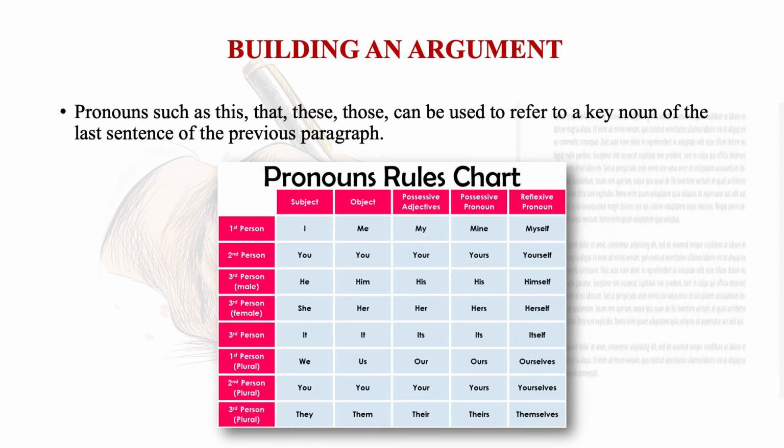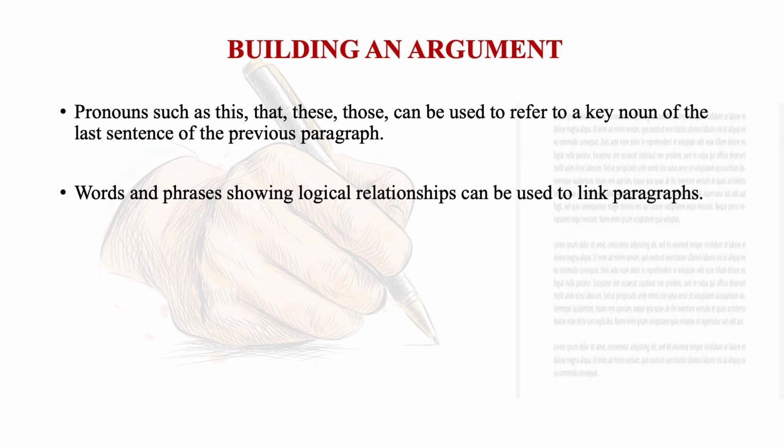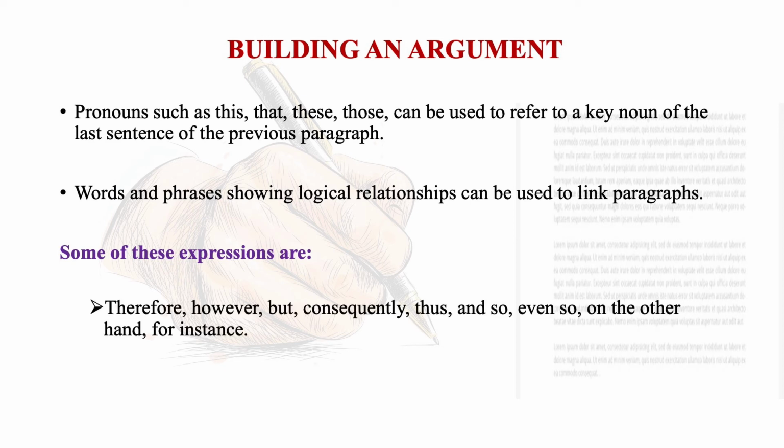You can also make use of pronouns such as this, that, or these, those, which can be used to refer to any key noun of the last sentence of the previous paragraph, or words and phrases showing some logical relationships can also be used to link paragraphs. Some of the other expressions, such as therefore, however, but, consequently, thus, so, even so, on the other hand, for instance, can also be used in between the paragraphs.